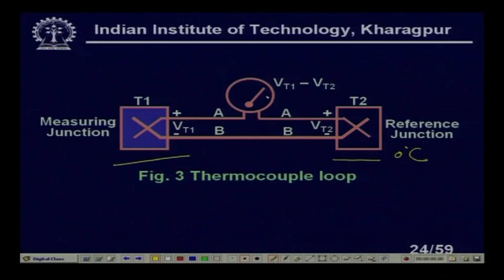This voltage is proportional to the difference of the temperatures T1 and T2. That means VT1 minus VT2 is a function of T1 minus T2. As the temperature difference, T1 minus T2, gets higher and higher, I will get a higher value of the voltage VT1 minus VT2. This is the basic principle of a thermocouple.